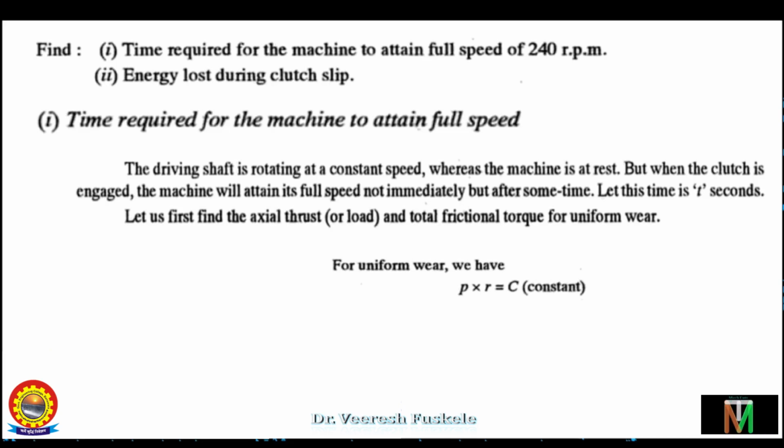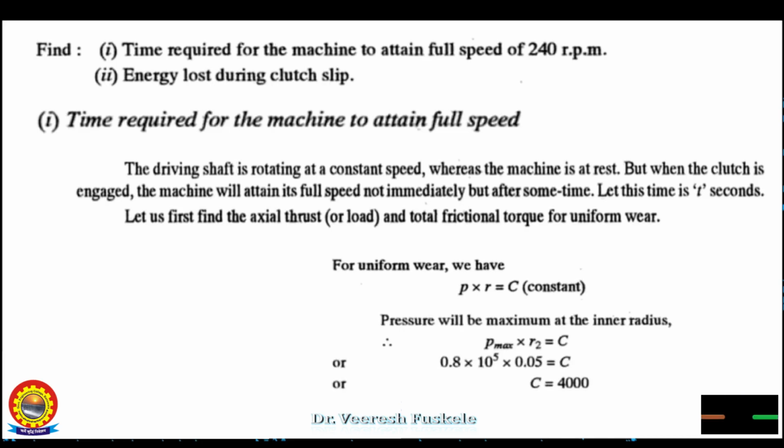So we will have P max at the inner radius. So we can find out the constant C. The pressure will be maximum at the inner radius, so P max into R2 will be equal to C. From here we get C as 4000.